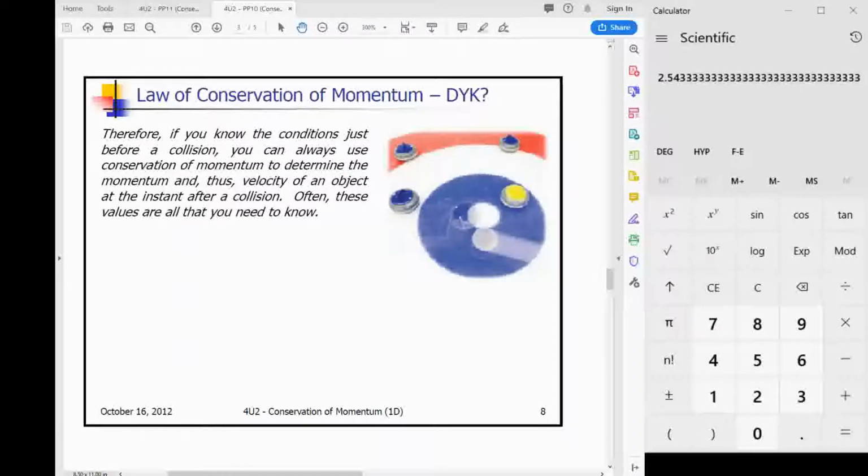Now, when you get to the tests and quizzes later on in this unit, you'll have to make a decision on whether to use the conservation of momentum to solve some problems, because it might not be the case that you can use it, depending on if friction might be introduced in these problems, depending on when you need to find out your final velocity.